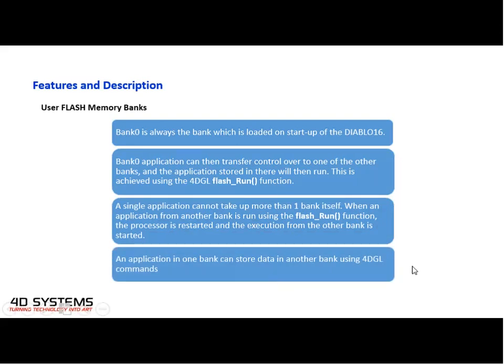So another feature is that an application that runs on one bank can store data on another bank using 4DGL commands. So I won't go into the deeper part of this with the 4DGL commands, but all these are described in the internal functions document of the Diablo16. And it's just a feature that if you are running your application from one bank, you can store data in another bank and pick up data from there.